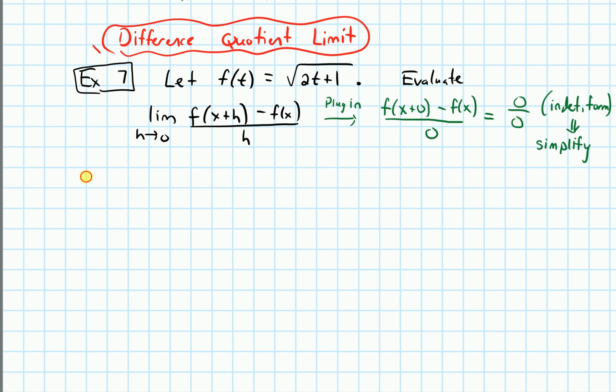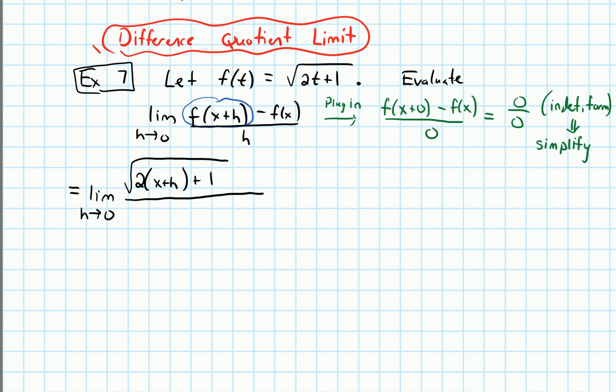Okay, so now let's actually start to evaluate this algebraically and simplify a bit. So I got the limit as h approaches 0, and I'm going to have a fraction. So first, let's write f of x plus h. Whatever's in the parentheses, in this case x plus h, that's what I need to plug into my function where the t is. So I would get a square root, and I'll get 2 times something plus 1, and I need to plug something in where the t normally would be. I'm plugging in the x plus h, because that's what's in my parentheses here. And that is the f of x plus h term.